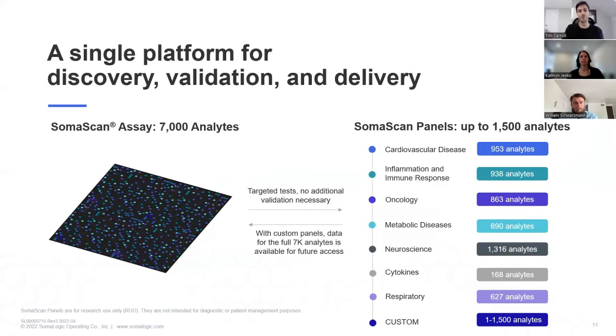In addition, we offer fixed disease-specific panels in top areas of interest, including inflammation and immune, oncology, and neuroscience. Our fixed panels cover on average 9 times more targets than our competitors. Something to note, though, with the fixed panels is they don't offer the same flexibility to transition to the full 7K plex.